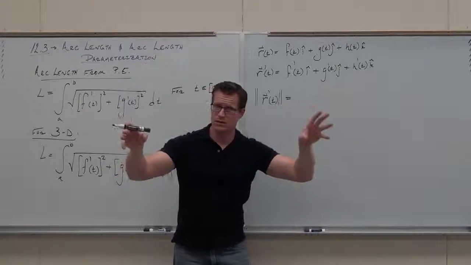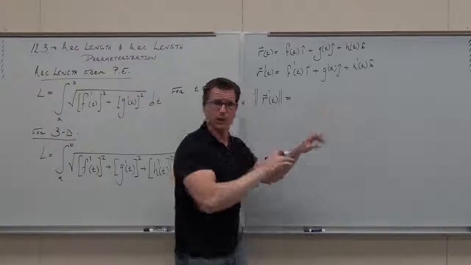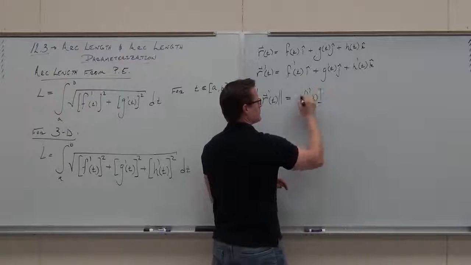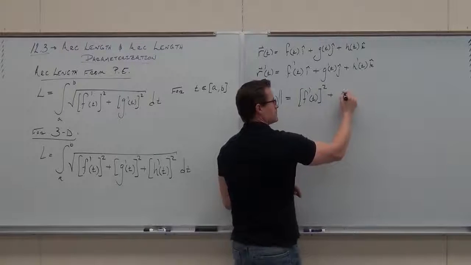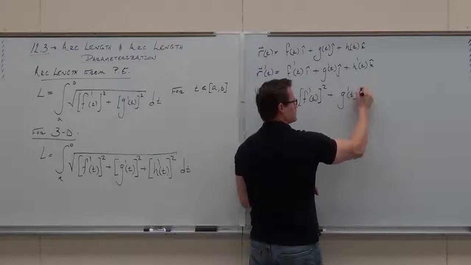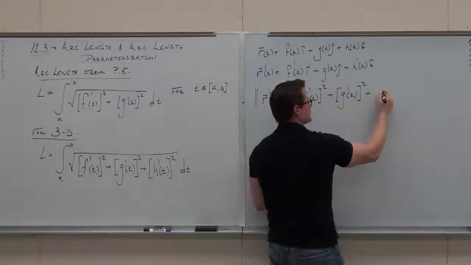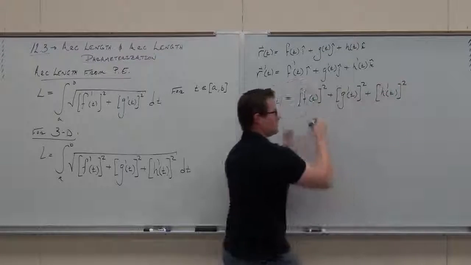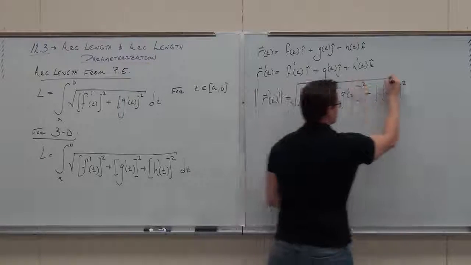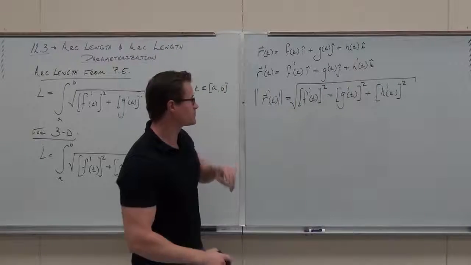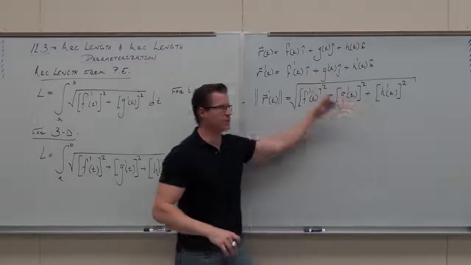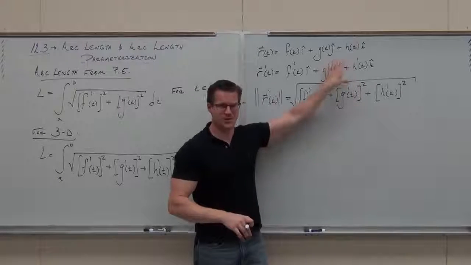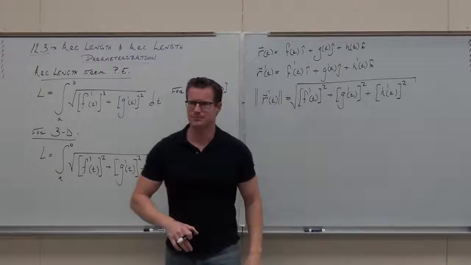Square it, add it, square root it. Okay, and we mean components there. Square it. Add it. Square root it. True or false? That's the magnitude of whatever that vector is, that tangent vector. This is the magnitude of the tangent vector. Head nod if you're with me on that one.